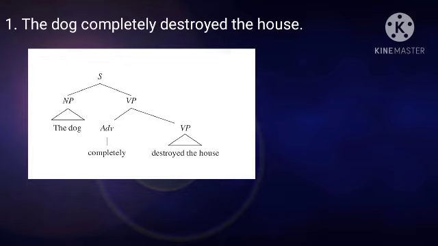Adverbs are modifiers that can specify how an event happens, like quickly, slowly, and completely, or when it happens, like yesterday, tomorrow, often. So as modifiers, adverbs are sisters to phrasal XP categories. So in sentence 1, the adverb is a sister to verb phrase, like this structure.